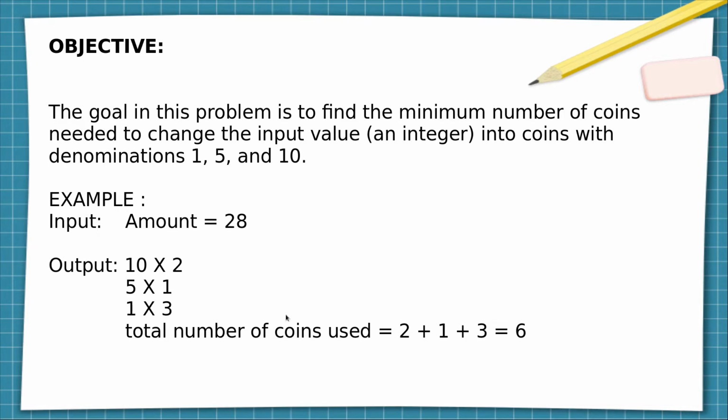Now let's have a look at the example. In this example, we have to pay an amount of 28. So to pay this amount, we will be using 2 coins of denomination 10, 1 coin of denomination 5 and 3 coins of denomination 1. So the total number of coins used in this case is 6.